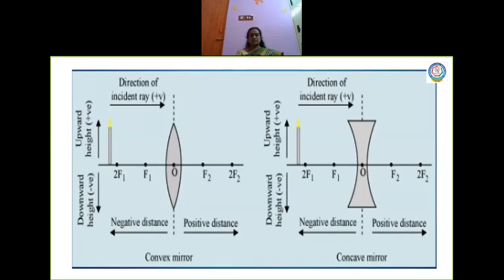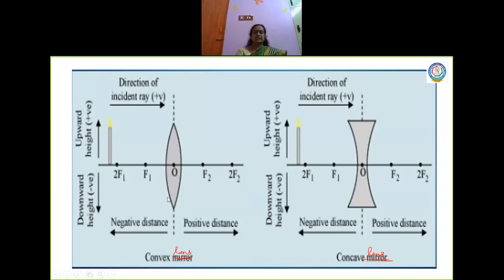Now let us take this diagram. This is the diagram for concave and convex lens. Here, by mistake, it is given as mirror, and here they have given concave mirror. It is not concave mirror, it is convex lens. And here it is given as concave mirror, which is a concave lens. So you have to make a change first, right?